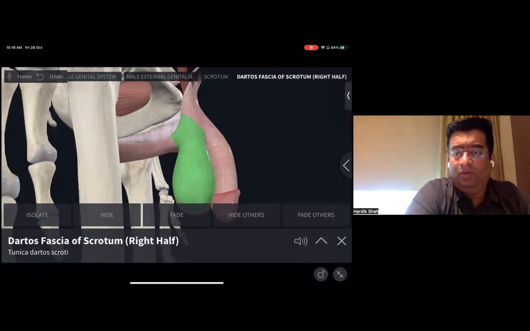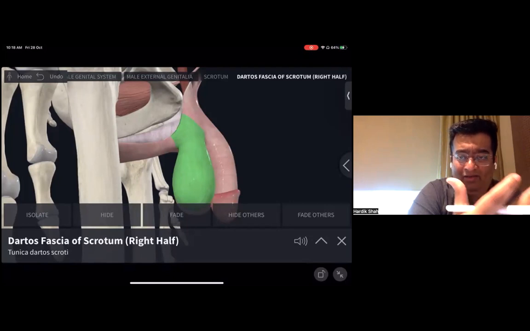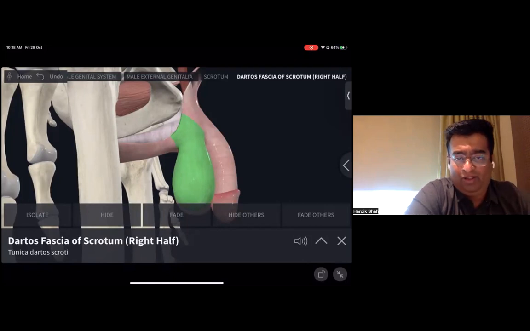And if it is too cold outside, then the skin of the scrotum will fold in a contracted way. It will fold up and draw the testes closer to the body for warmth. So the scrotum kind of acts like a thermoregulator for the testes.